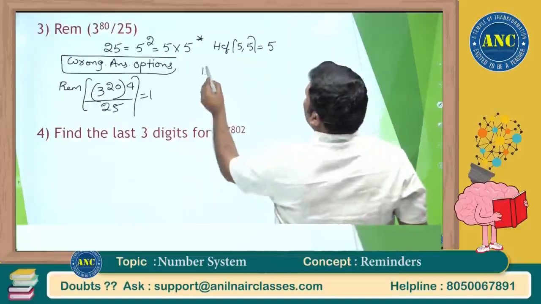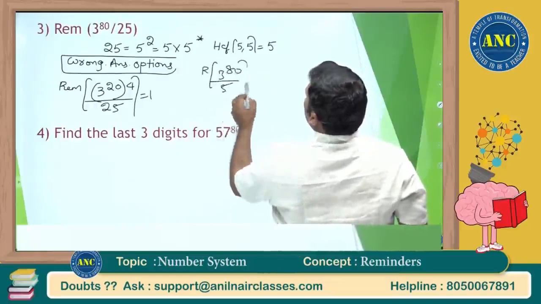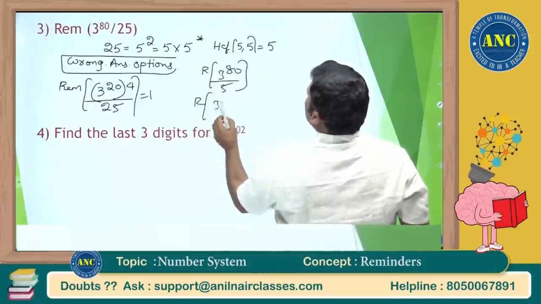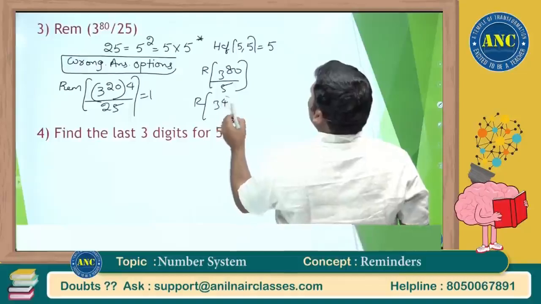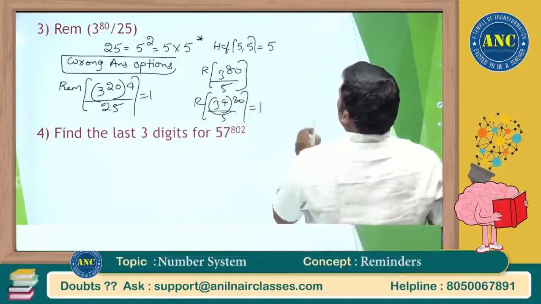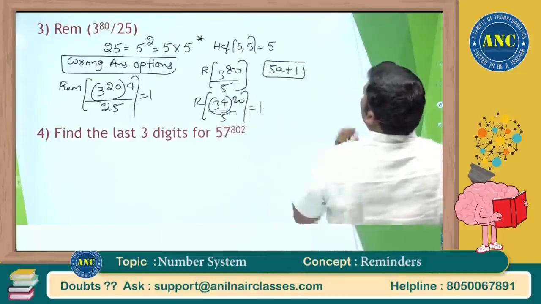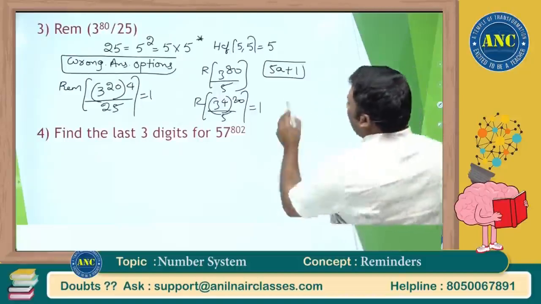Suppose I do it with 5. If unknowingly you do it, you can still say which answer options are not possible. 3 power 4 power 20 by 5, which is 1. So the answer when divided by 5 should give a remainder 1.